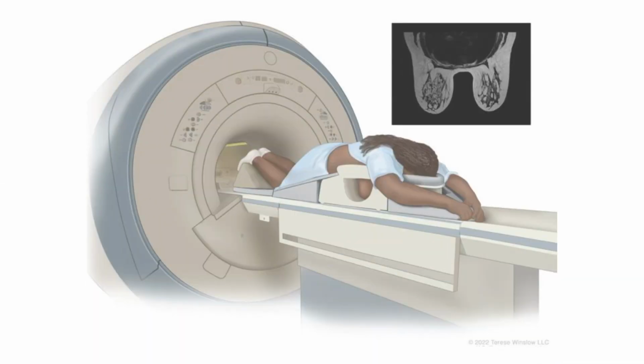When we do breast MRI, the patient is prone, meaning they're face down. And so this is what that looks like. This is an example of a non-contrast breast MRI looking at the implants, which look intact.